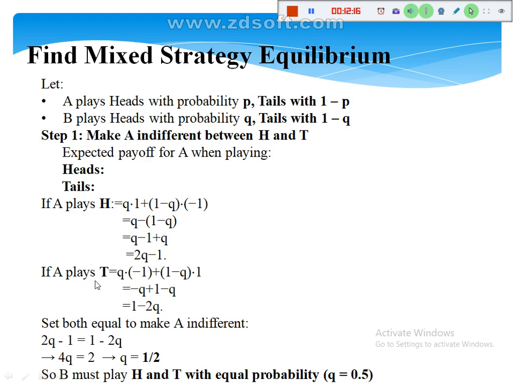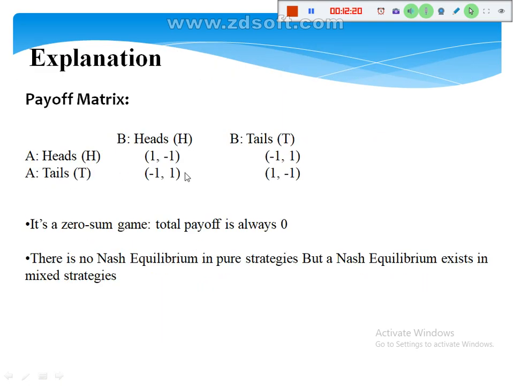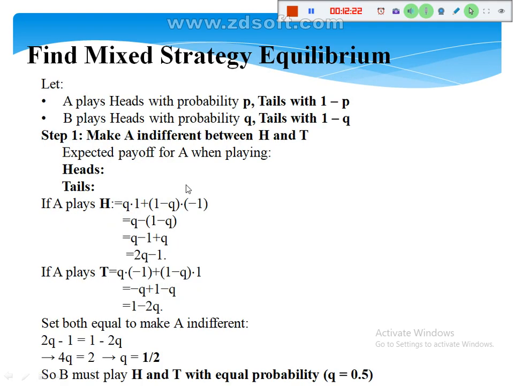Similarly, if A plays tails, what is the payoff? Minus 1 and plus 1. So Q into minus 1, so payoff into probability: Q into minus 1 plus 1 minus Q into 1. So solving we get 1 minus 2Q.